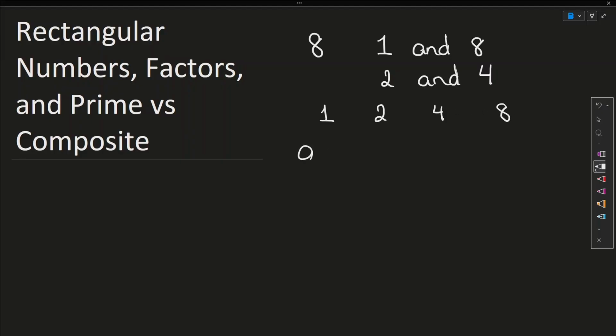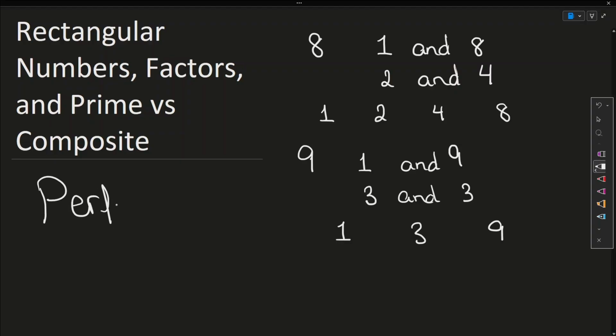But what about the number 9? 1 goes with 9, and 3 goes with itself, another 3. So the factor 3 does not pair with a different number. That gives 9 an odd number of factors: 1, 3, and 9. This happens when the number is a perfect square. These are going to be numbers like 4, 9, 16, 25, 36, etc.